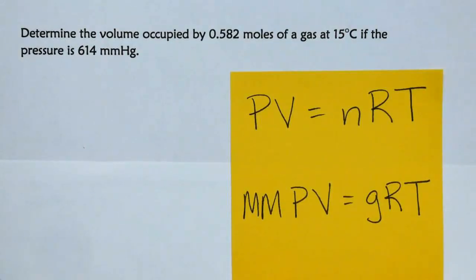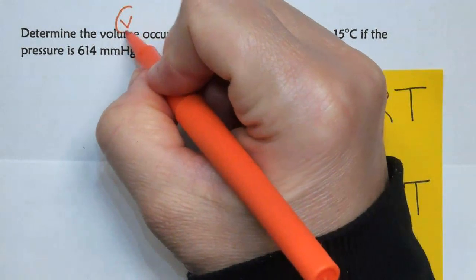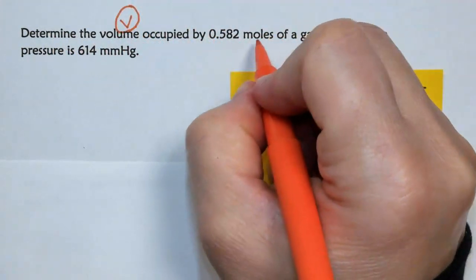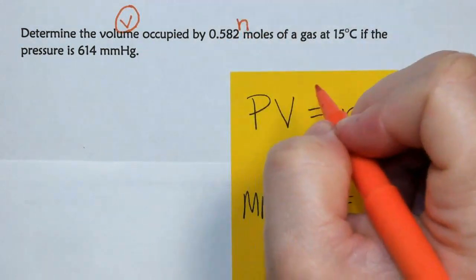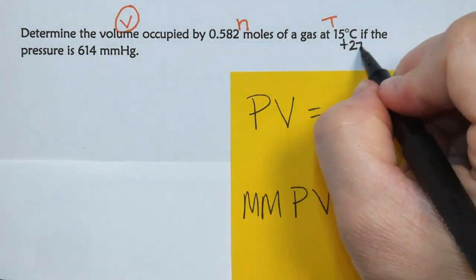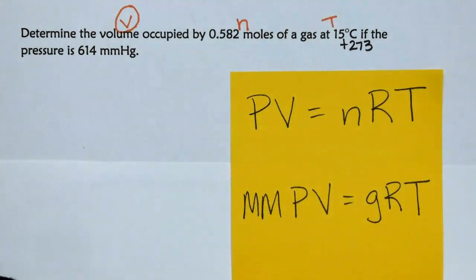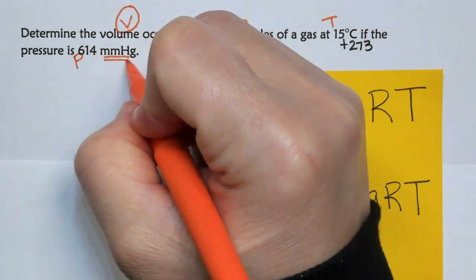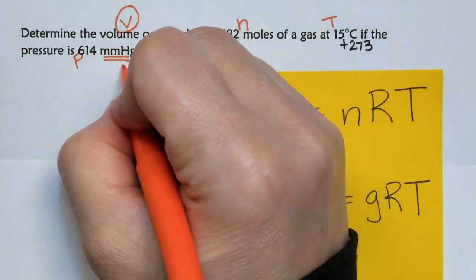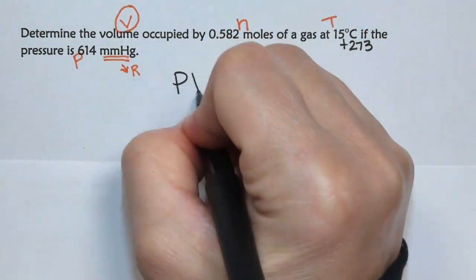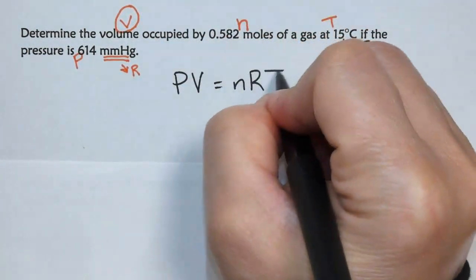Determine the volume. So V is what I'm trying to find. Determine the volume occupied by 0.582 moles. This is our n. We have a temperature here, but it's in Celsius, so we have to add 273 to make it Kelvin. And then we have a pressure here, which is in mmHg, and that's going to tell us which R to choose. So we have PV = nRT.